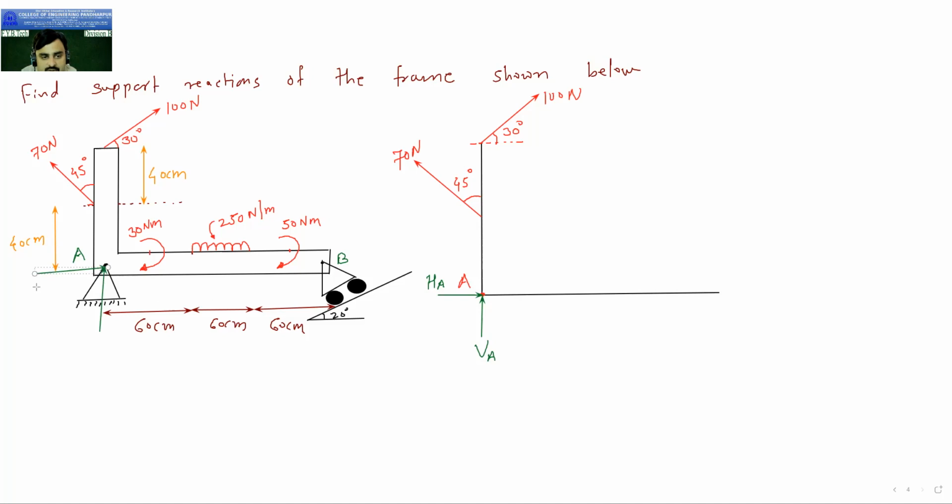And what about the reaction RB? It will be perpendicular to the surface on which the roller rests. So this is the surface, so your RB will be like this. This is the reaction RB. So here also, this is my reaction RB at point B.